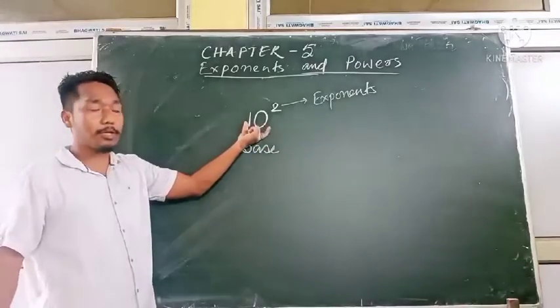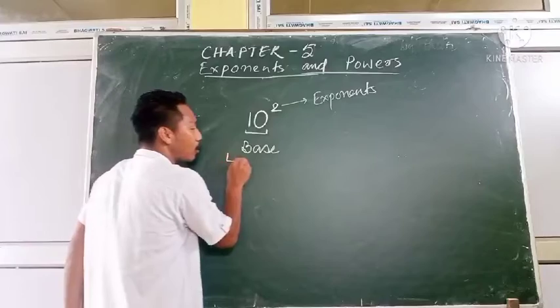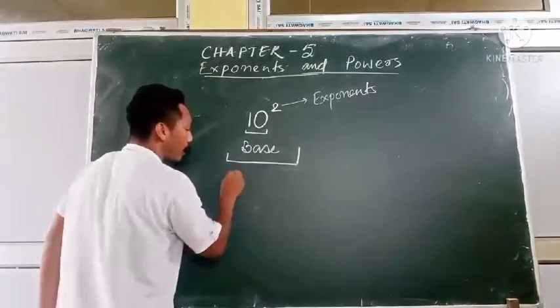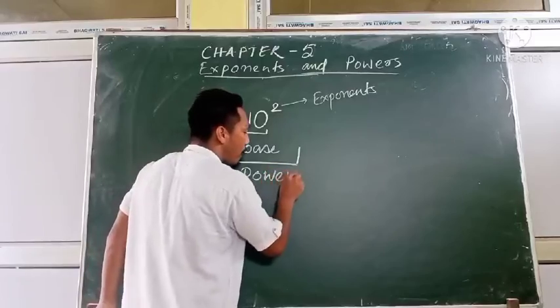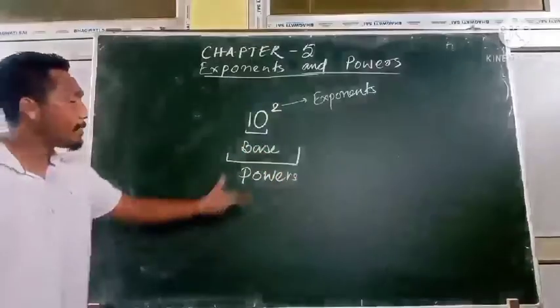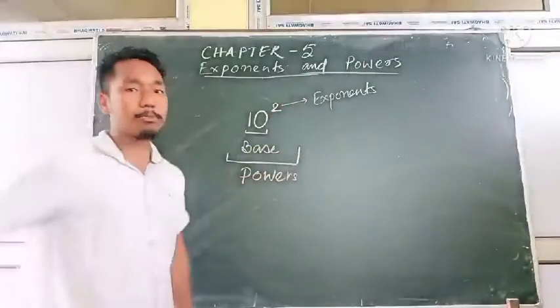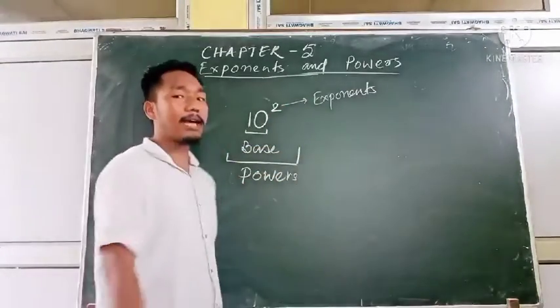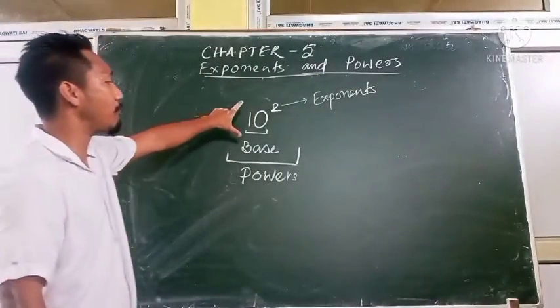The number which is written downside is known as the base, and combined we call this a power. Power of 10. Combined we call this a power, and this form, with both the base and the exponent, is known as an exponential form.